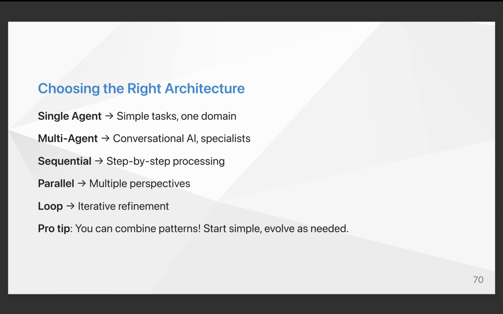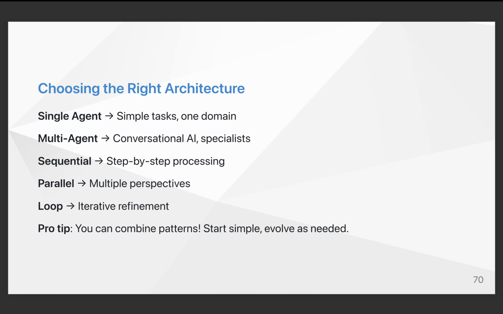Throughout this series, we have covered different architectural patterns. Here is your decision guide. Use a single agent for simple tasks in one domain, like a FAQ bot or calculator. Use multi-agent systems for conversational AI that needs specialists, like customer support with billing and technical experts.